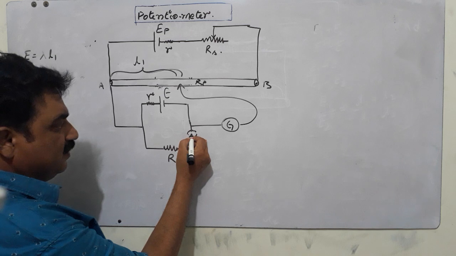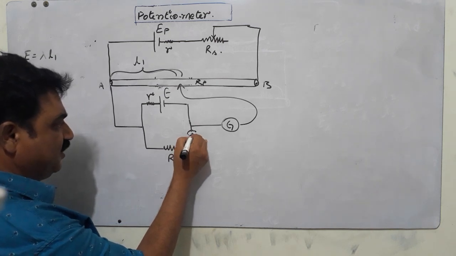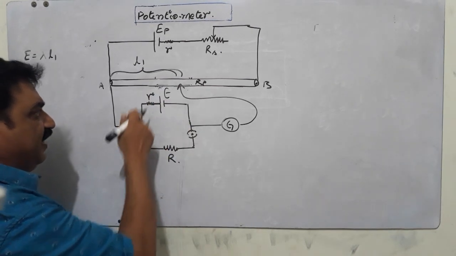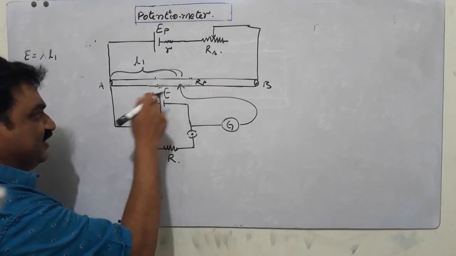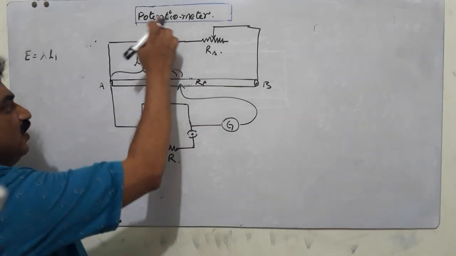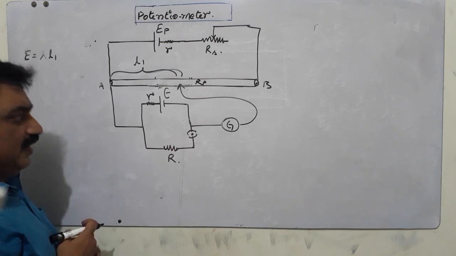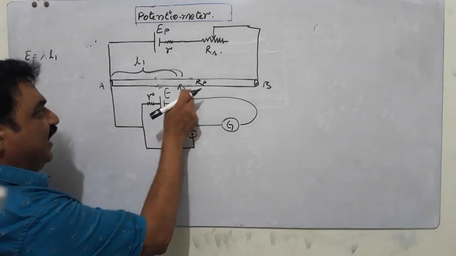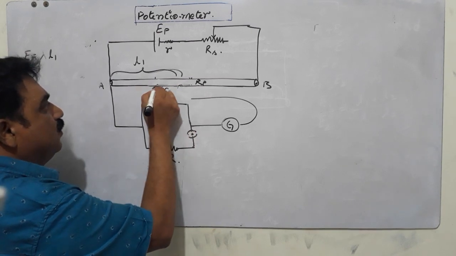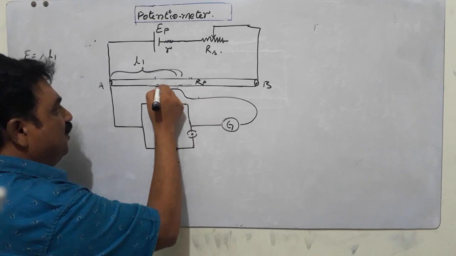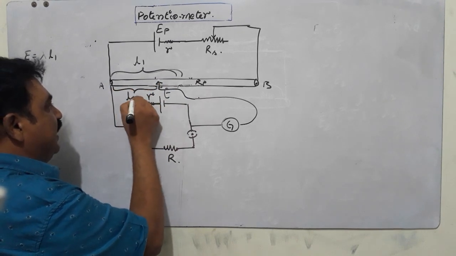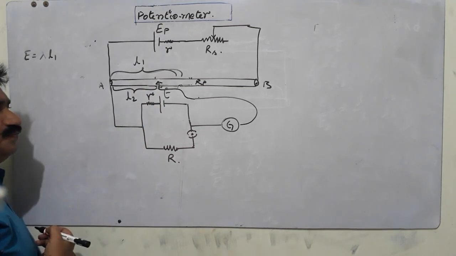Now, in the next position, I am inserting the key here. If you insert the key, the entire circuit comes into the secondary circuit of the potentiometer. And here, again, you have to readjust this jockey on the potentiometer wire. Now it balances for a length L2.